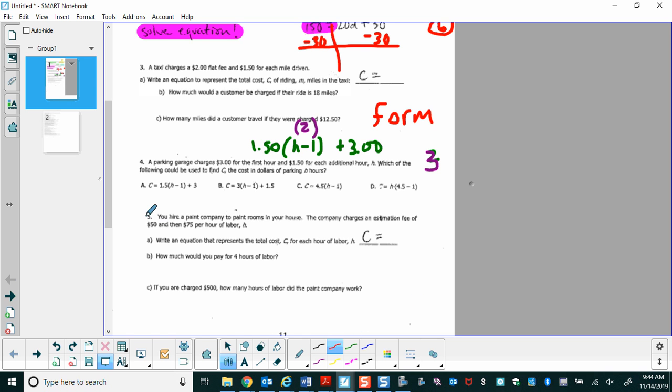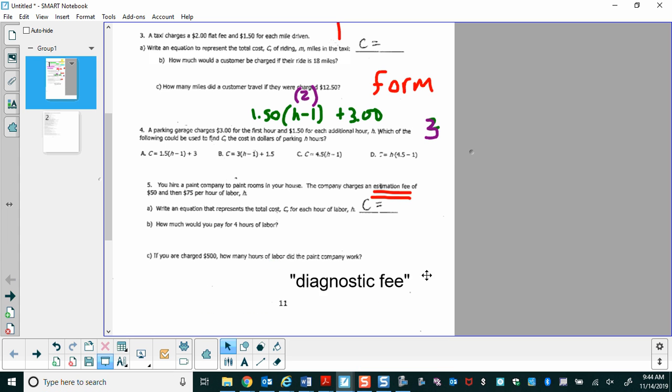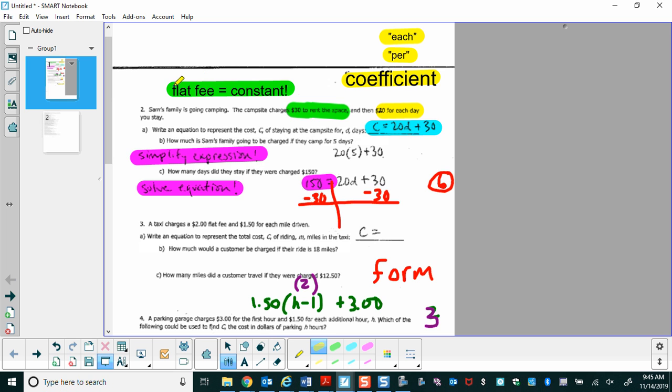And for the last one down here for number 5, if you hire a paint company, sometimes they can come out and just have something like an estimation fee to kind of diagnose the problem. You might also see that called a diagnostic fee. And again, that just means that they're going to come and take a look at the problem, and they usually charge you just to come out and take a look. And then when they're fixing the problem, that's when they'll start to charge you per hour. Okay, so this diagnostic fee, this estimation fee, that is going to be your constant because it's going to have to get paid no matter what.